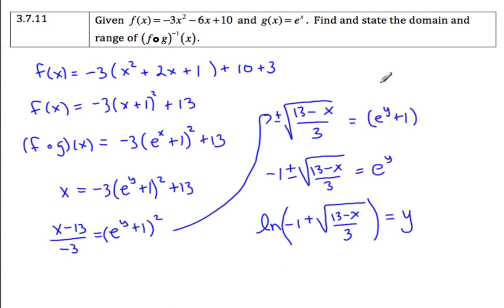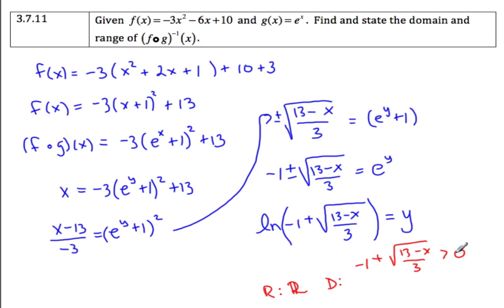Okay? So now it says to find the domain and the range. Well, the range, the ln of anything in here, so the range can be anything, all real numbers. And the domain, well, we need to set this thing greater than 0. So negative 1 plus the square root of (13 minus x) over 3 is greater than 0. I can only take the ln of a number greater than 0.